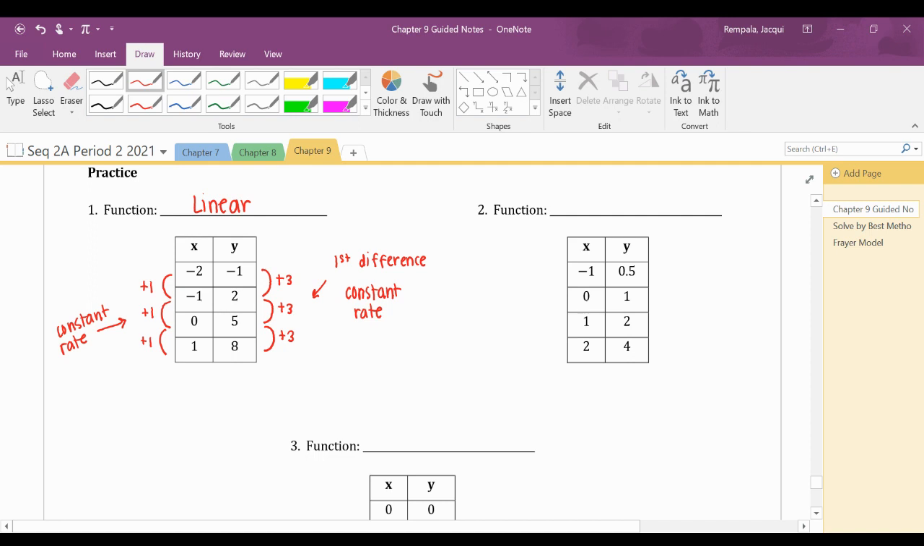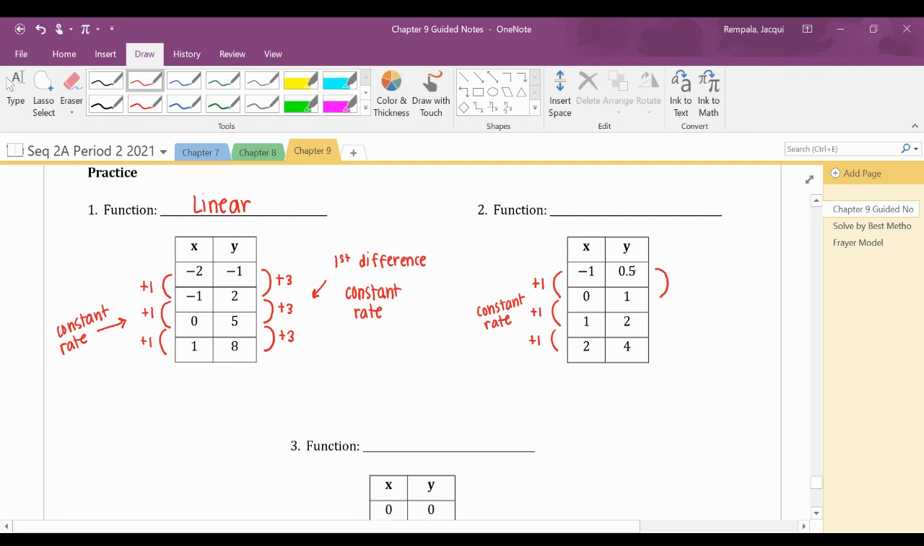Let's take a look at another example. Notice that if I'm looking at my x's, to go from -1 to 0, I'm going to add 1. To go from 0 to 1, I'm going to add 1. To go from 1 to 2, I'm going to add 1. So once again, we're at this constant rate for the x's, which I need for every situation to have either a linear, quadratic, or an exponential function. So then let's look at the y values.